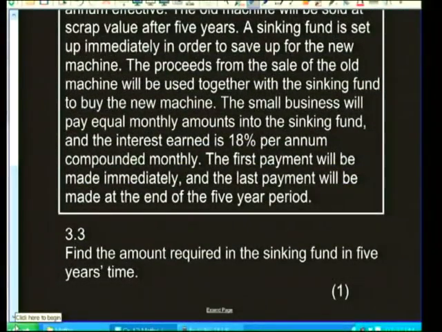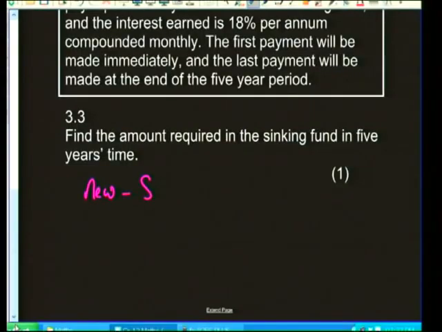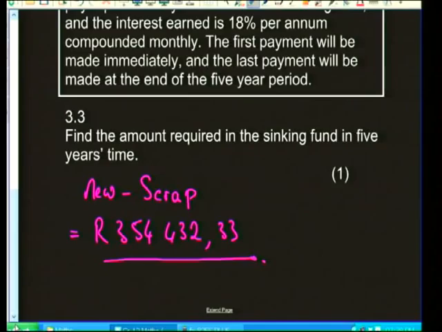Let's have a look over here. The next question says, find the amount required in the sinking fund. Remember, we're going to sell it for scrap. That's how much we're going to need, and then the difference between the two is going to have to be in our savings fund or our sinking fund. So we'll take the cost of the new minus the cost of the scrap and pop those two values in our calculator, and we have a sinking fund of 354,432 rand and 33 cents necessary so we can buy a new machine and continue with our business. Wow, quite daunting.